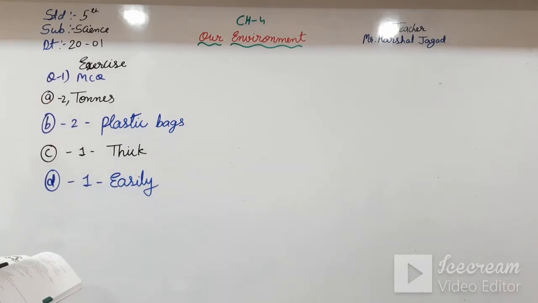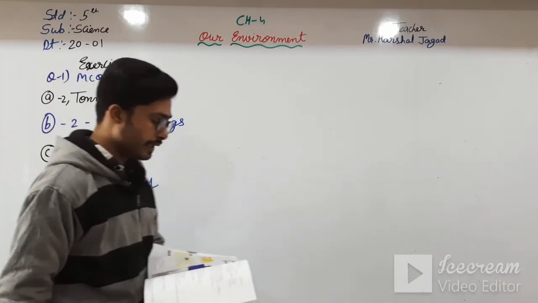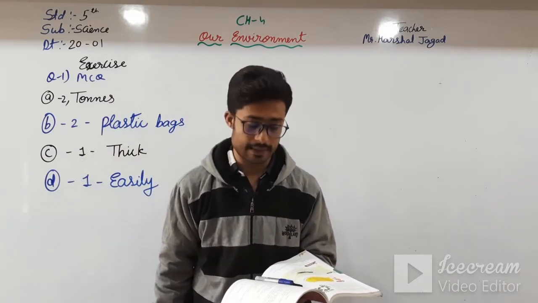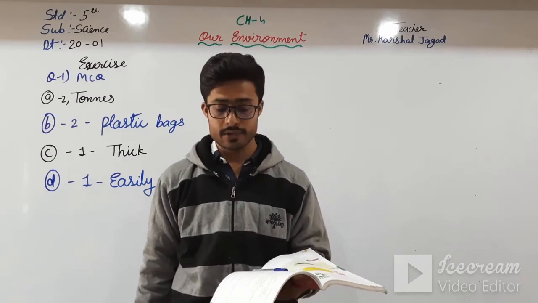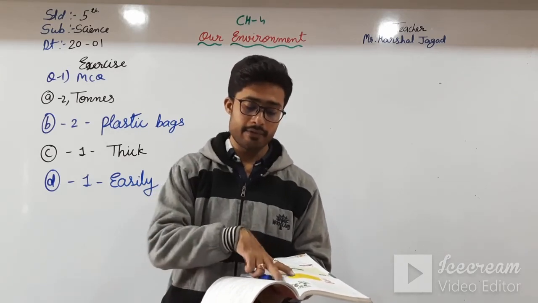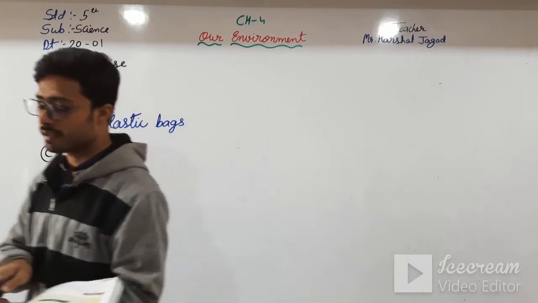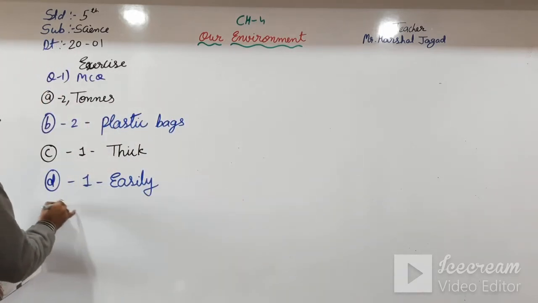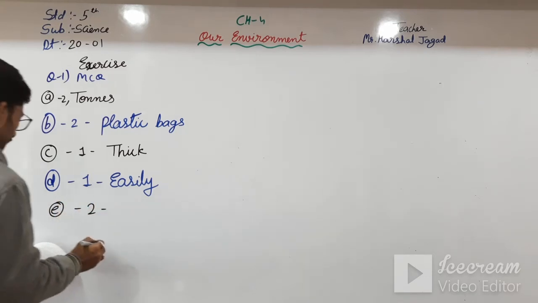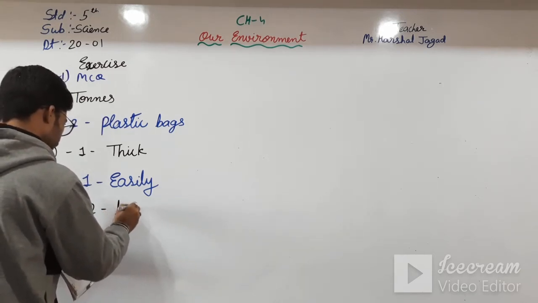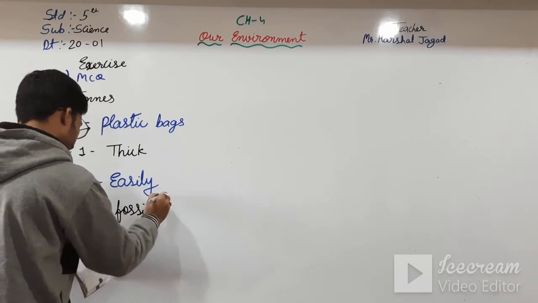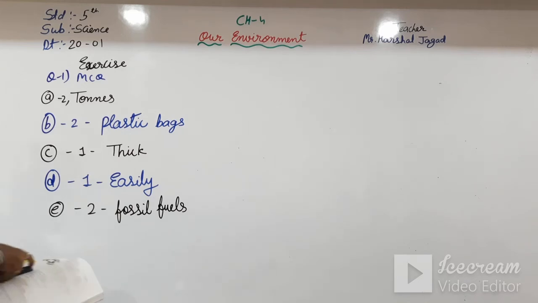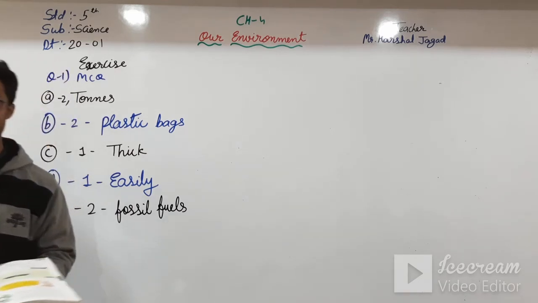Then E: burning of dash pollutes the air, leading to respiratory disorders: biogas, fossil fuels, or gobar gas. So here I will say fossil fuels, due to which the air is polluted. That is E, the second one, that is fossil fuels. Okay. Then after, here it is fill in the blanks, but let me check the time.